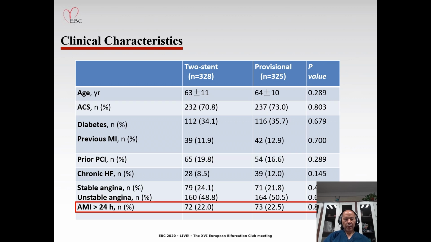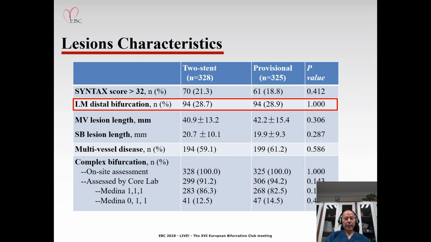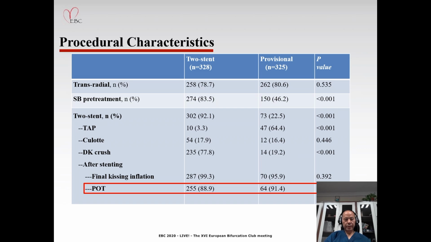The table shows no significant difference in terms of the clinical characteristics between two groups. However, patients with acute myocardial infarction older than 24 hours were reported in 22% in both groups. Regarding lesion characteristics, almost 28% of bifurcation lesions were localized as distal left main bifurcation lesion. Most could be classified as Medina 111 true coronary bifurcation lesions.